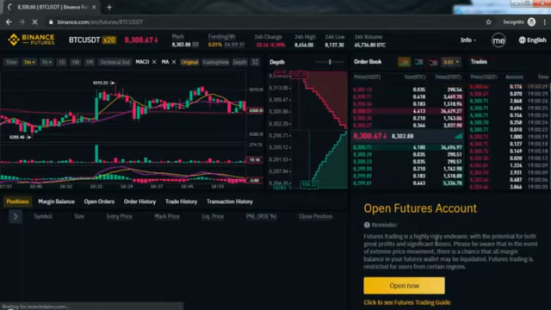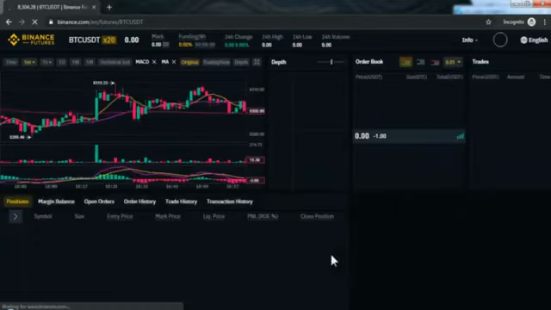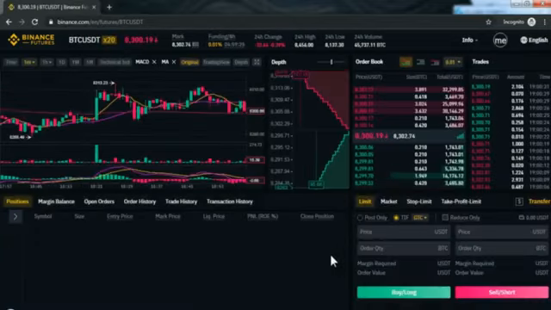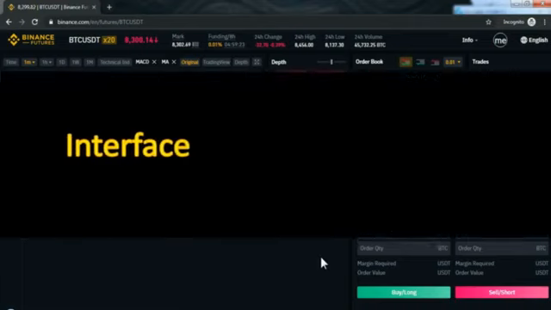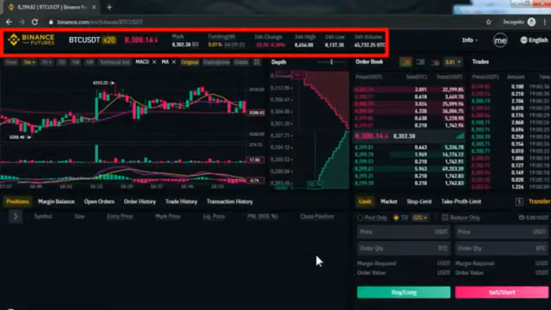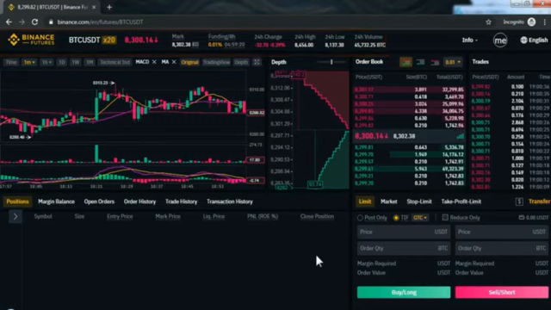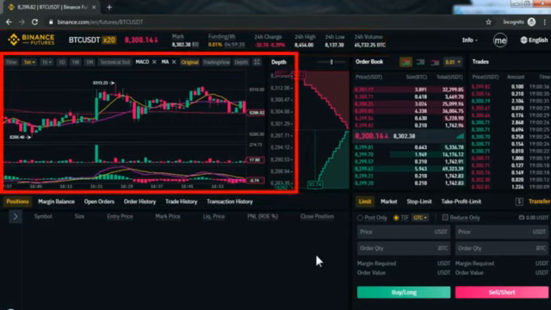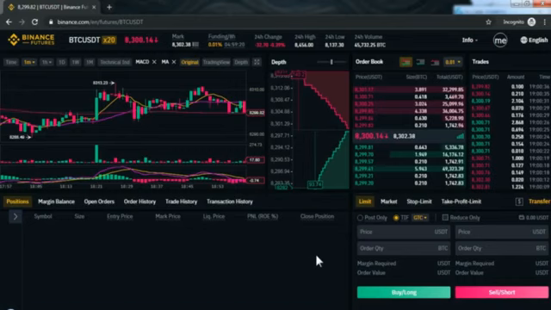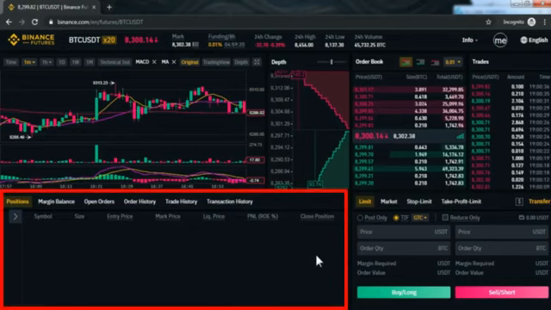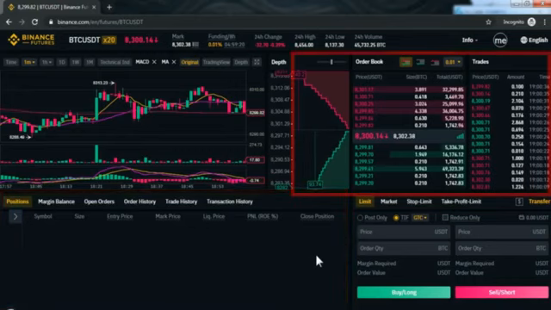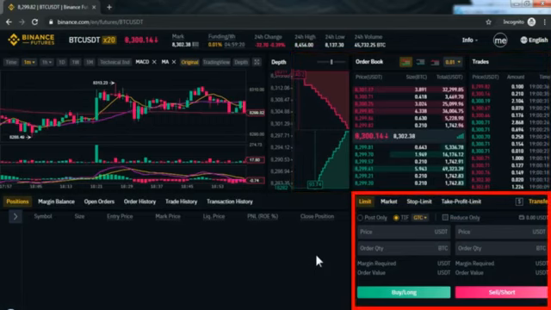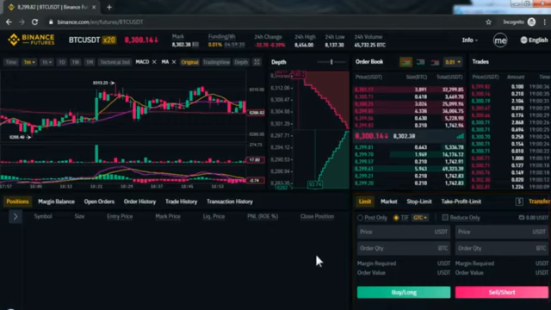The Binance Futures interface is almost the same as the Binance Spot Market interface. So let's take a look at the interface to familiarize ourselves with it. Here on the top is where the futures indicators are located. In the center is where the chart is. At the bottom is where the positions, margin balance, orders, and transaction history are located. On the right side is where you can find the order book and the completed trade list. And on the bottom right corner is where the type of order and order submission are located.